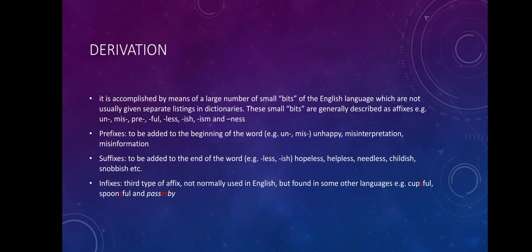Then we have derivation. It is, you can say, very important. We can say that the process of derivation is used every day. It is done through joining small bits of letters with base words or root words. Base or root words. We have basic words, and we call those basic words the base words or root words, and then we add these smaller bits with these root words or base words to form new words.